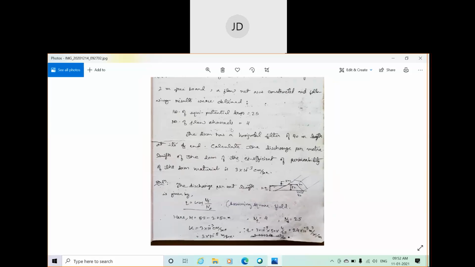So this kind of problem may come even in the MCQ also. So try to understand this kind of problem. The main part is to understand the formula. I prefer you to understand the formula more than remembering the formula. So with this, I just want to conclude here. I'll just stop my sharing here.